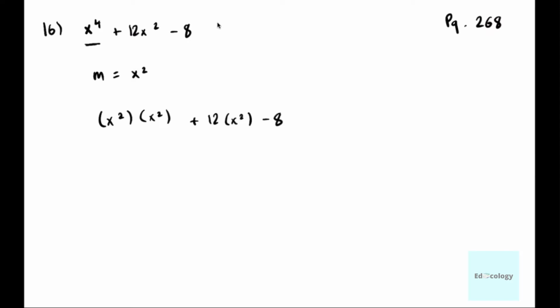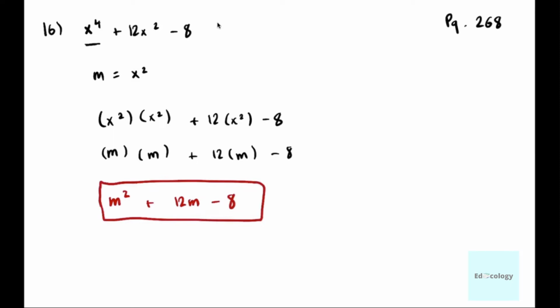Okay, so now we will replace m for x to the power of 2. So this will be m times m plus 12m minus 8, which we can write as m squared plus 12m minus 8, and this will be how we write it in quadratic form. This will be our answer for this question.